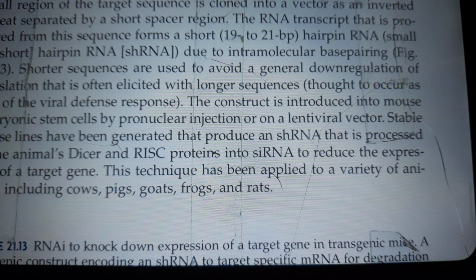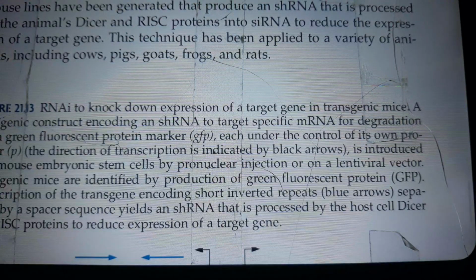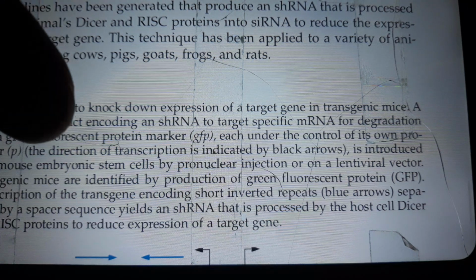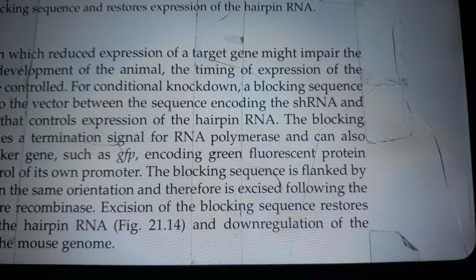The construct is introduced into mouse embryonic stem cells by pronuclear injection or on a lentiviral vector. Stable mouse lines have been generated that produce an shRNA that is processed by the animals' cells, Dicer and RISC proteins, into siRNA to reduce the expression of a target gene. This approach has been applied to a variety of animals, including cows, pigs, goats, frogs, and rats.